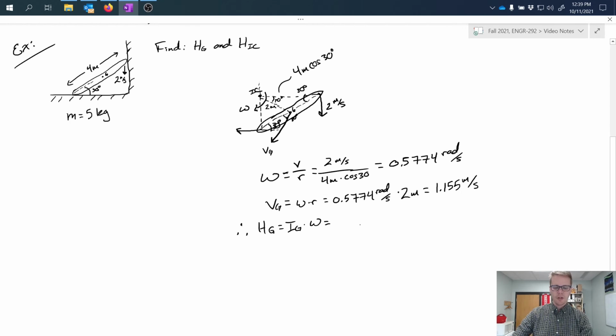And as such, our equation is 1/12 m l squared. So that's 1/12 mass times length squared. So we'll plug in 1/12 times the mass times the length squared, and omega that we calculated. So this gives us 3.85 kilogram meters squared per second.